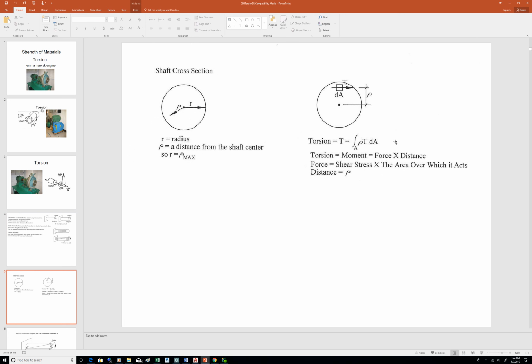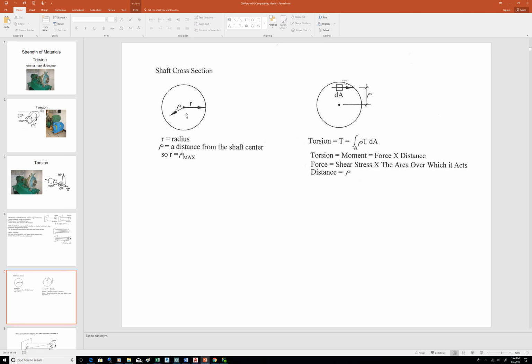The torsion is tau dA, which is a force, times the offset distance from the center of the shaft. So if you take all those dAs and add them up with an integral, you'll get the total torsion. Right? And that's related to that shear that builds up in there. Okay? So that's the fundamental relationship that I think about when I'm thinking about shears.